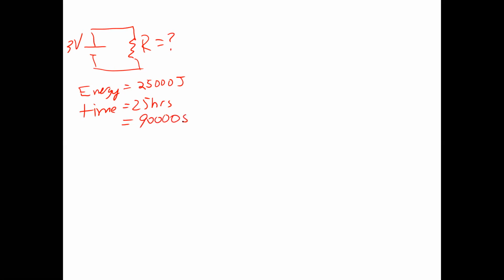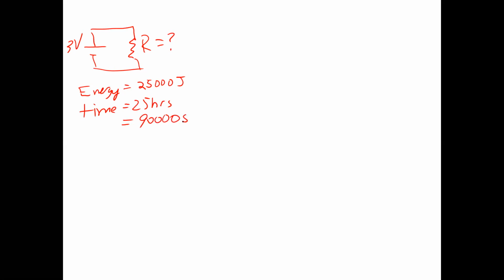So it says that our voltage is 3 volts, and we don't know what the resistance is. That's actually what we would like to solve for. It says that we've got a total energy available from those batteries of 25,000 joules, 25 kilojoules, so that's 25,000 joules. It said that we can operate this for a period of 25 hours. Now, of course, you guys know that we don't operate in hours, we operate in seconds. So if we convert that to seconds, we get 90,000 seconds.